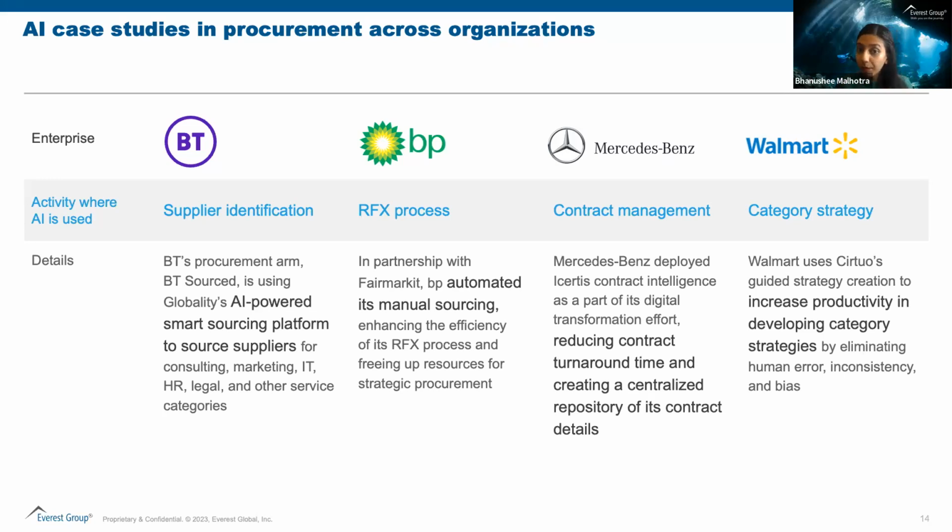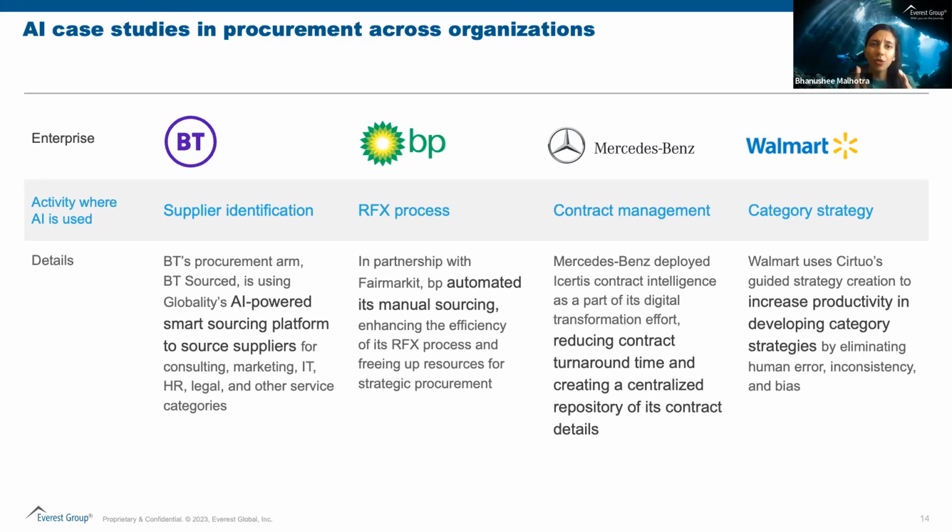Similarly, if you look at the example of BP, they're using it a lot for RFX processes. In this case, they've partnered with Fair Market to automate their manual sourcing process. And going on, we have a few more examples, right? For contract management, we have Mercedes. They're using iSortus's contract intelligence tool to reduce the turnaround time and create a centralized repository. And then we have Walmart, which is using Search.io and their guided category strategy creation to increase productivity in developing their category strategies as a whole.